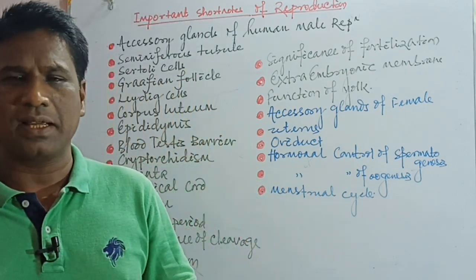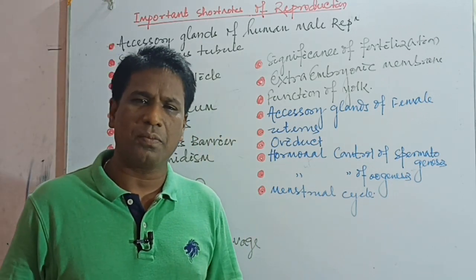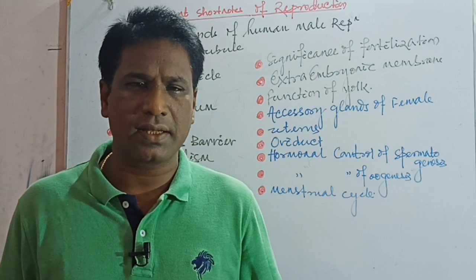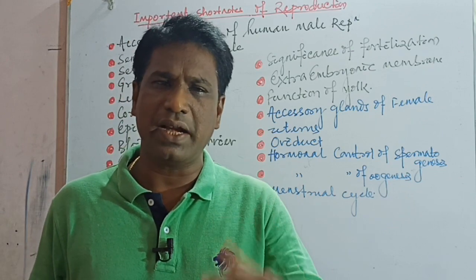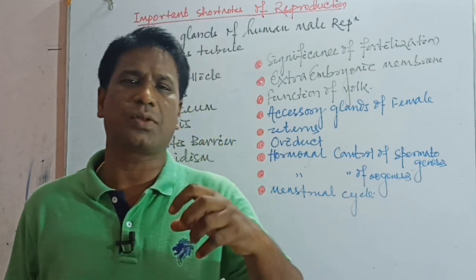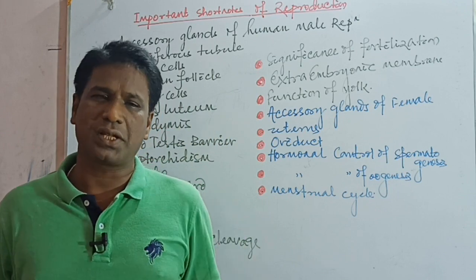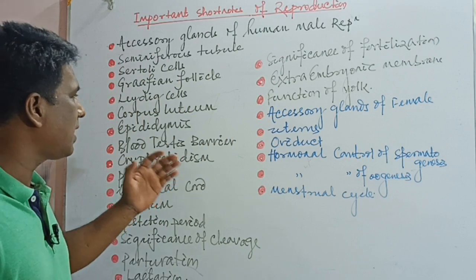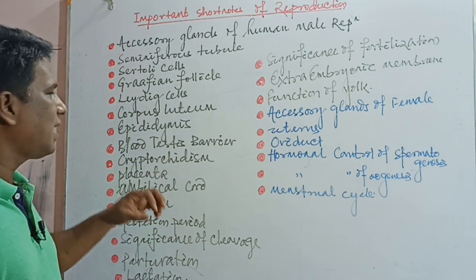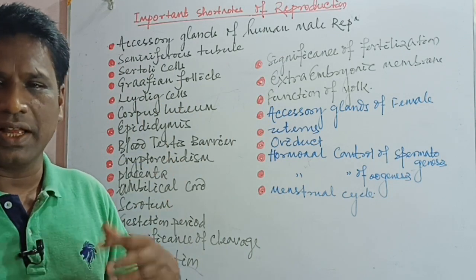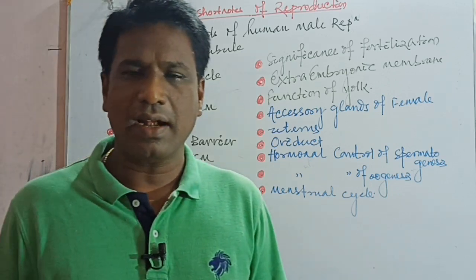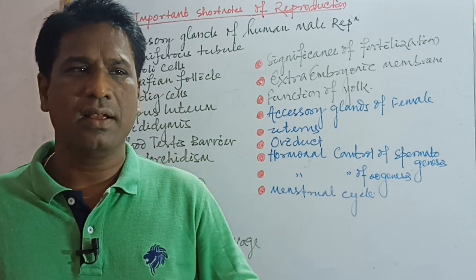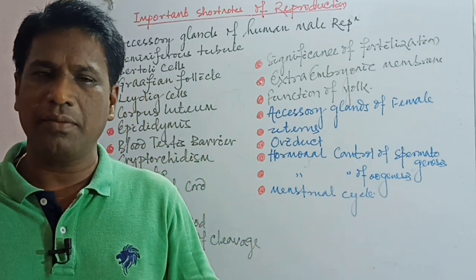And it secretes important secretions like inhibin, which inhibits the secretion of FSH, and ABP, androgen binding protein, which concentrates testosterone within the seminiferous tubule. So these are two important secretions. And AMH, anti-Mullerian hormone. That anti-Mullerian hormone suppresses or prevents the Mullerian duct in the male embryo.